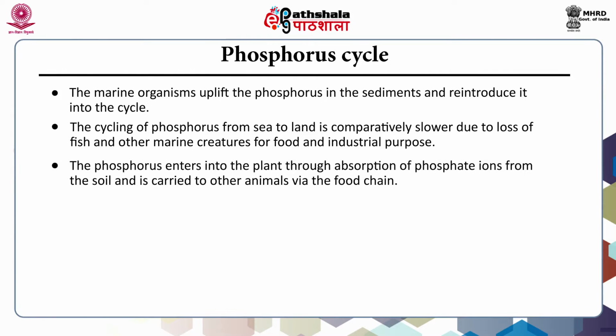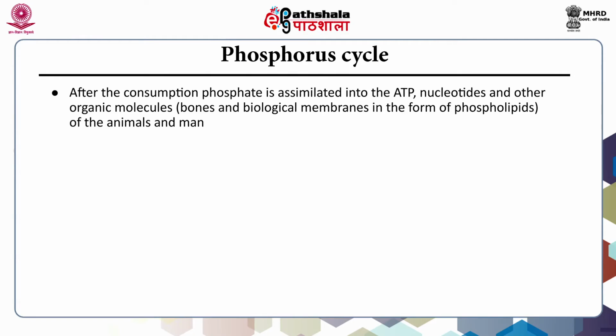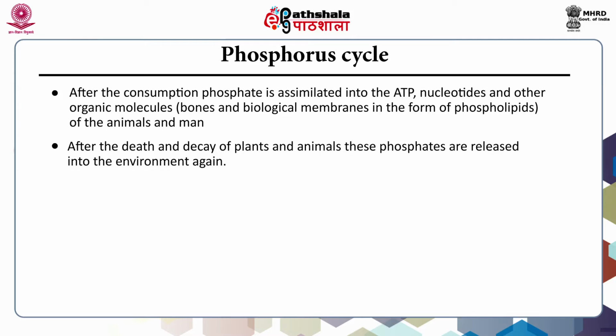The phosphorus also enters through plants by absorption of phosphate ions from the soil, and once again it enters into the food chain through the animals. After consumption, the phosphate is assimilated, or it is converted into ATP, nucleotides and other organic molecules. Phosphorus is generally stored in bones and in biological membranes in the form of phospholipids. After the death of plants and animals, these phosphates are returned back to the environment by the action of decomposers, the bacteria and fungi.